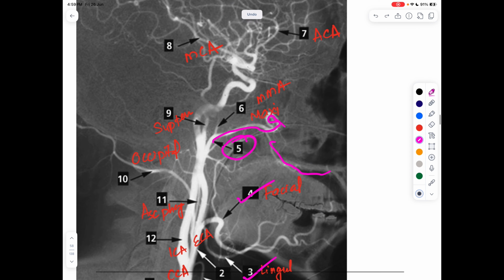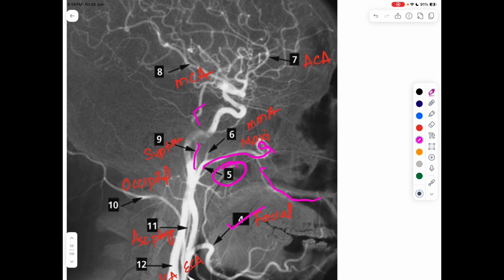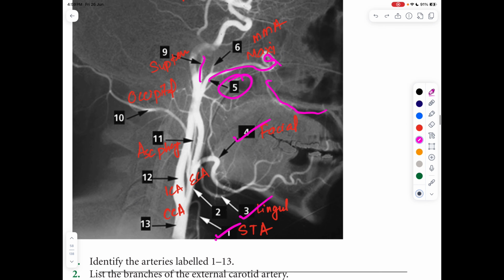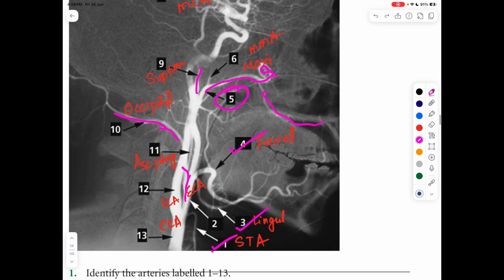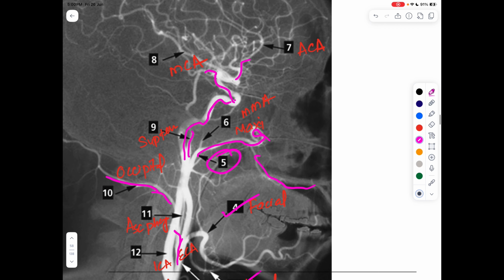Then this one is the superficial temporal artery. This is going inside. And posteriorly you can see the ascending pharyngeal artery, and the tenth is the occipital artery. Now this is the internal carotid artery. When it goes inside, it forms the middle cerebral and anterior cerebral arteries.